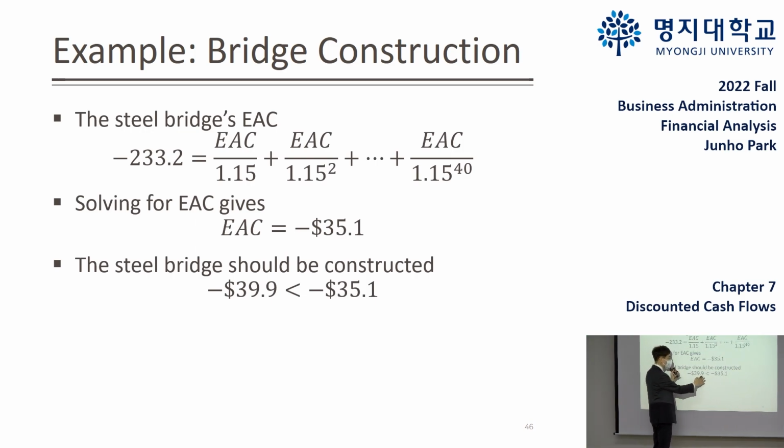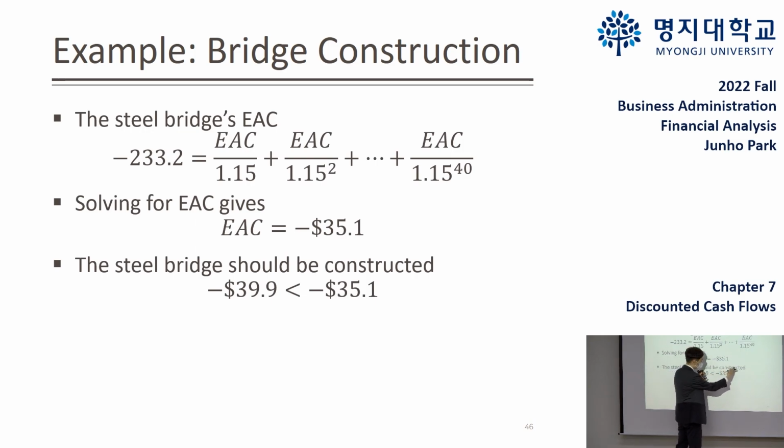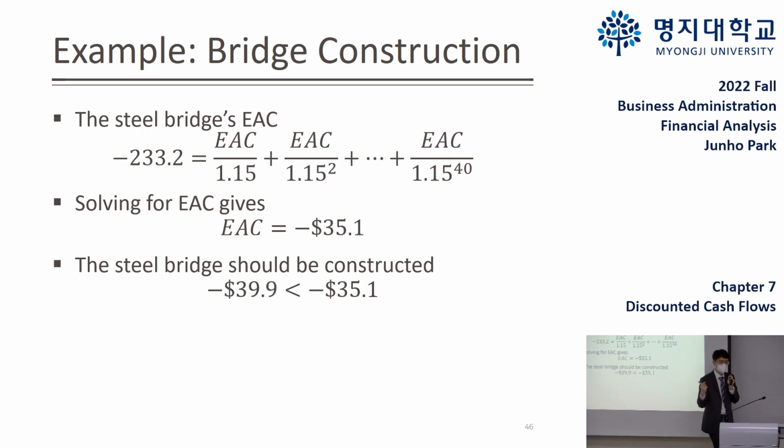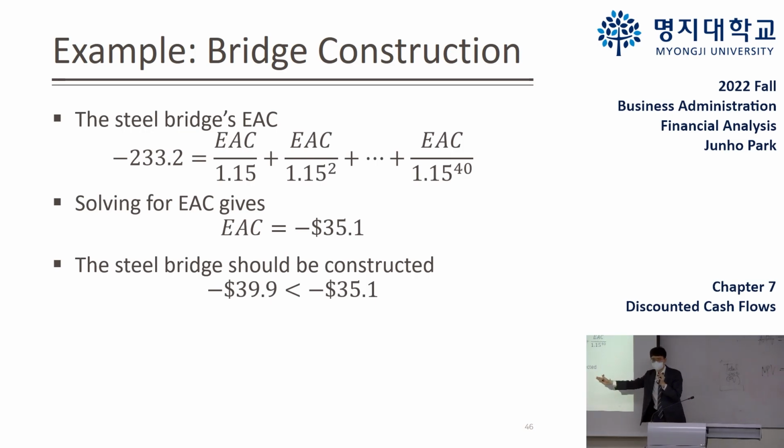And that means, on average, we pay approximately $40 every year if we construct the wooden bridge. On the other hand, if we construct the steel bridge, we only have to pay $35 every year. So it is much cheaper. Therefore, we have to choose the steel bridge instead of the wooden bridge. And that brings the same conclusion as we had from the first method.